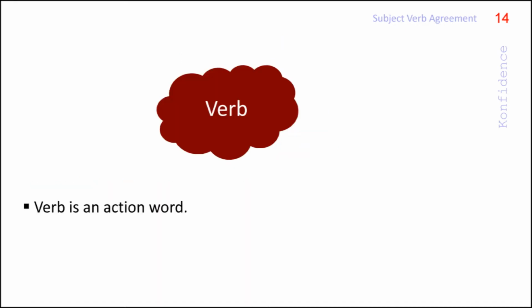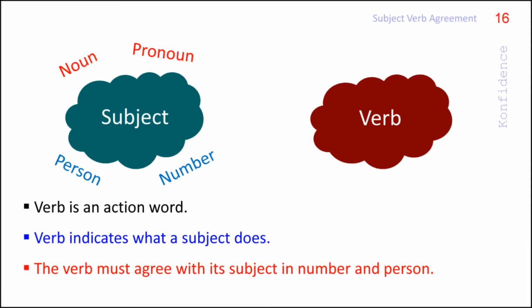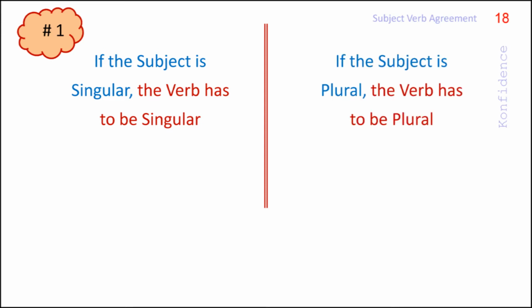A verb is an action word. It tells us what a subject does. The verb must agree with its subject in number and person. The common rule is that if the subject is singular, the verb has to be singular. And if the subject is plural, the verb has to be plural.